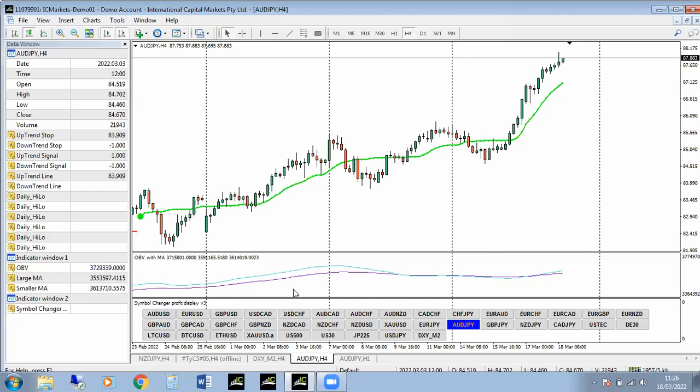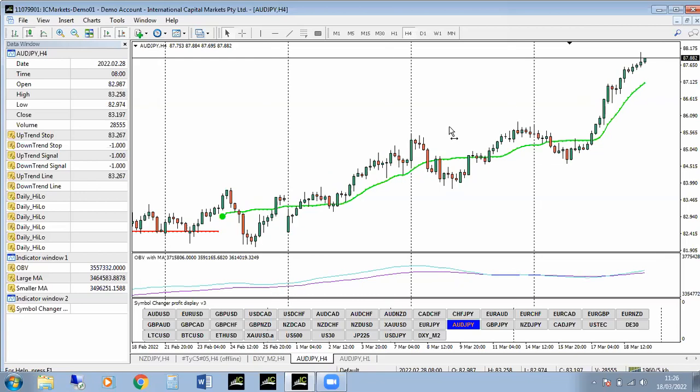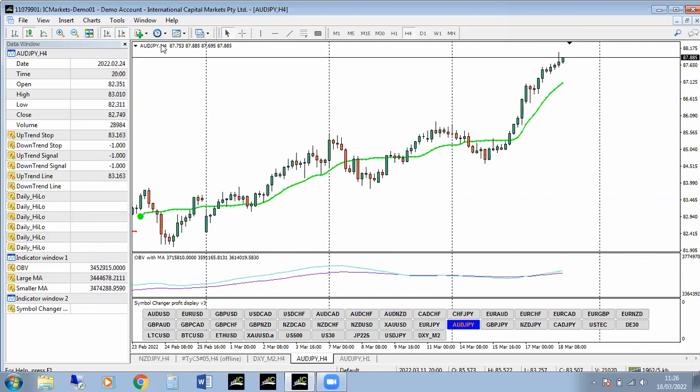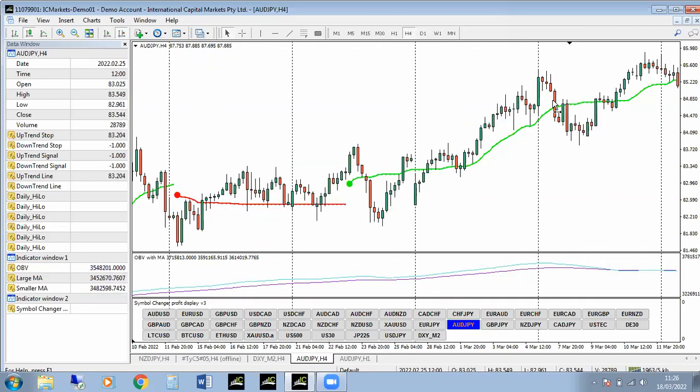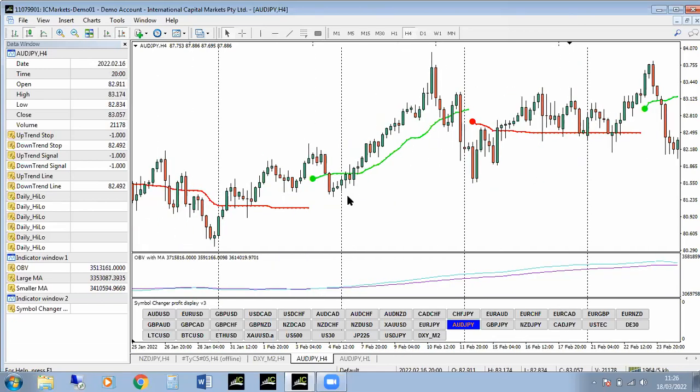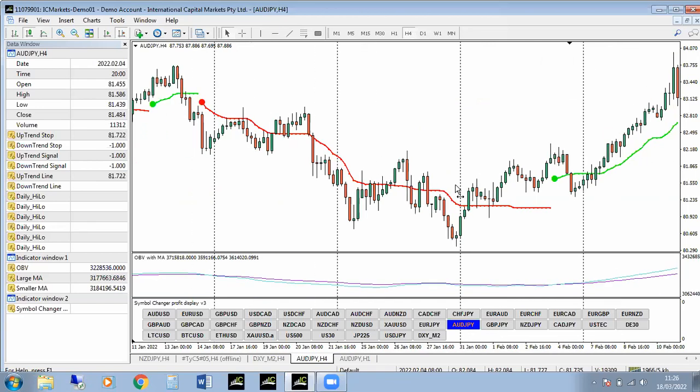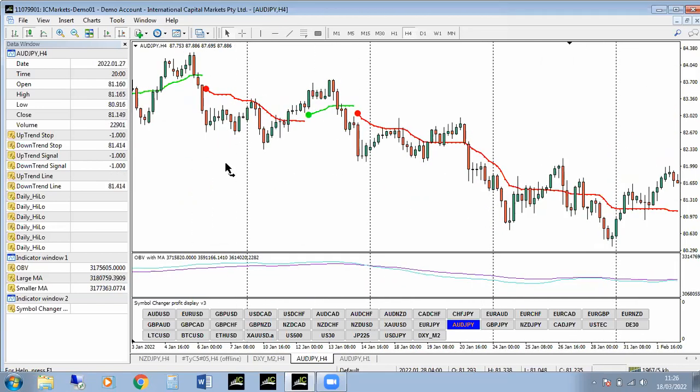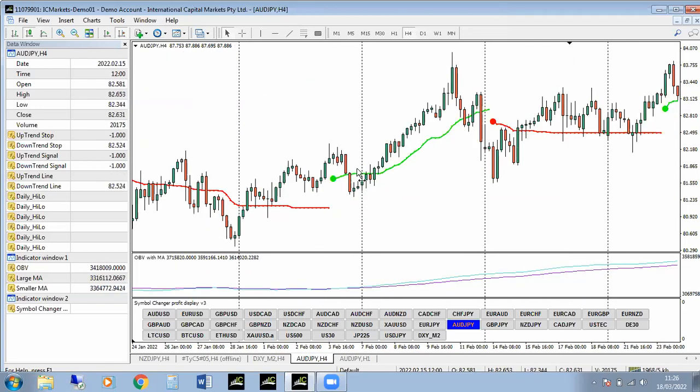We are either using our value line. So when our value line is green, we are looking to buy. And when the value line is red, we are looking to sell. If it is green, we are looking to buy. If it is red, we are looking to sell. And that's just basically how it works.